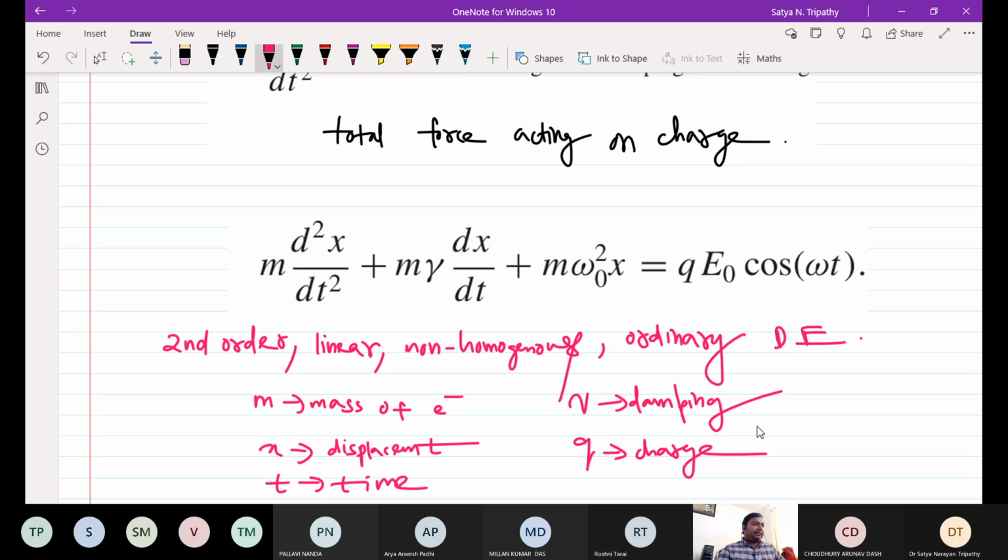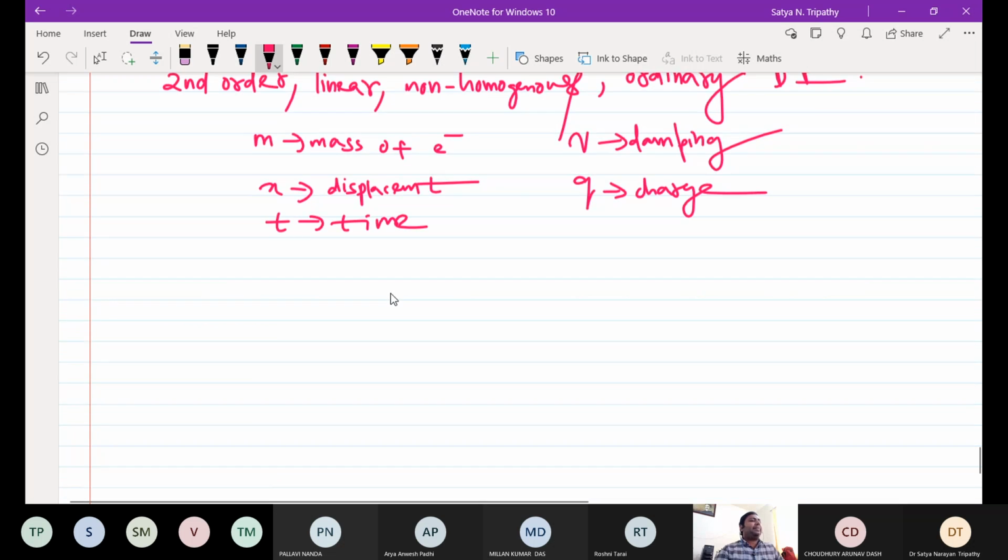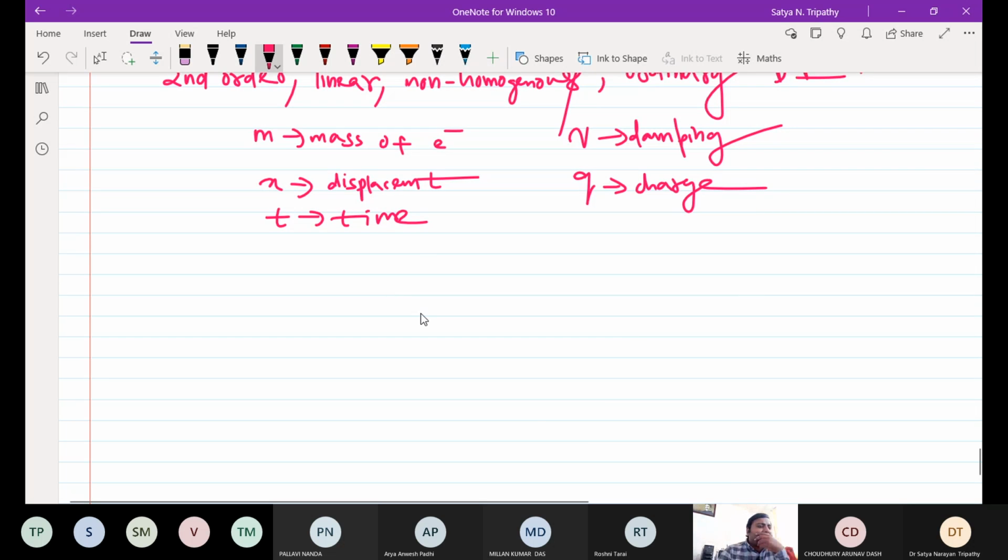Okay. So next is, this is a differential equation. What it says is that there is a change in position of the electron as a function of time, and this is due to the binding force, this is due to the damping force, and this is due to the oscillatory force. This is the change in the position. So this is the second order differential equation.